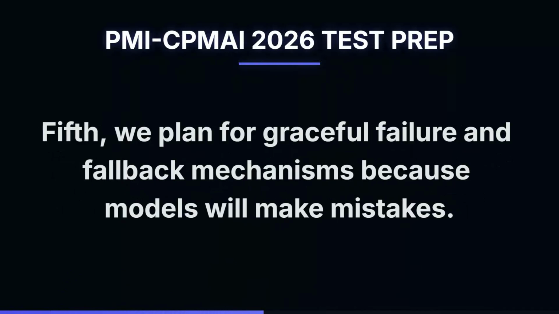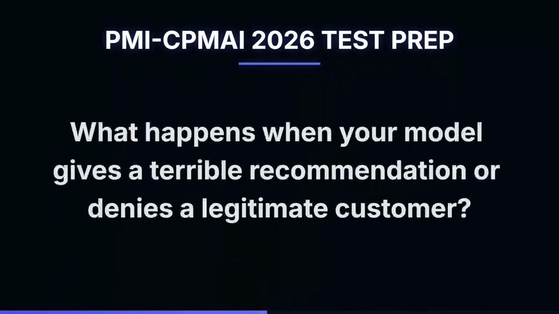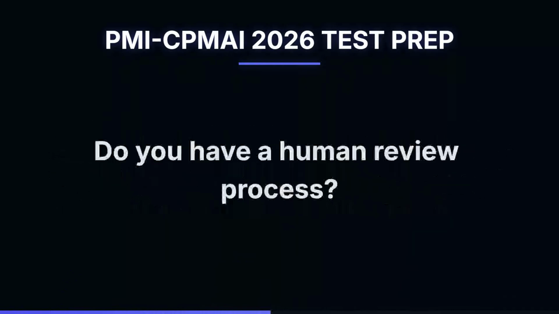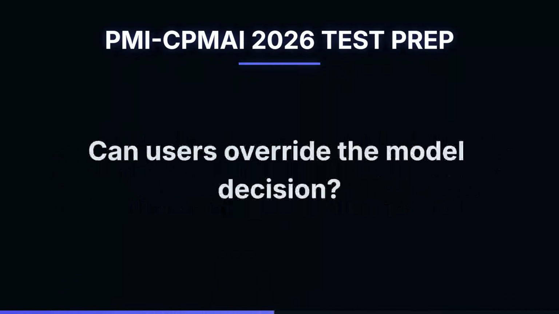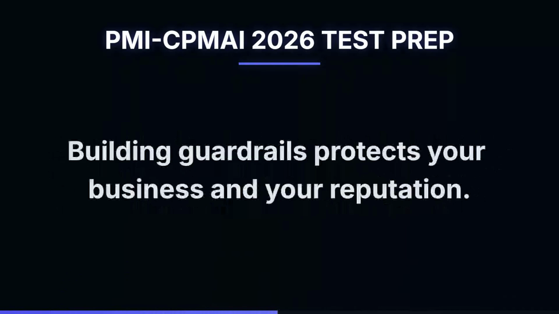Fifth, we plan for graceful failure and fallback mechanisms because models will make mistakes. What happens when your model gives a terrible recommendation or denies a legitimate customer? Do you have a human review process? Can users override the model decision? Building guardrails protects your business and your reputation.